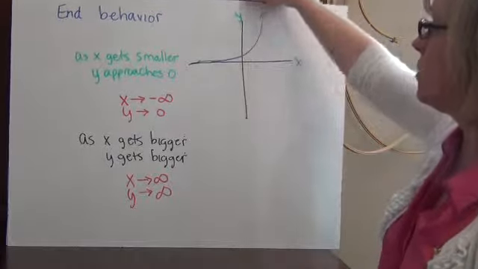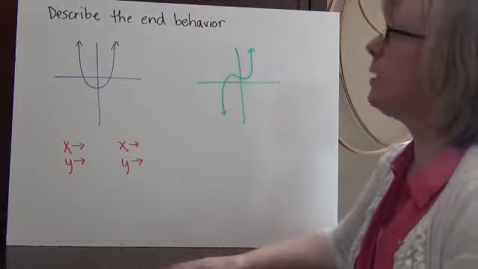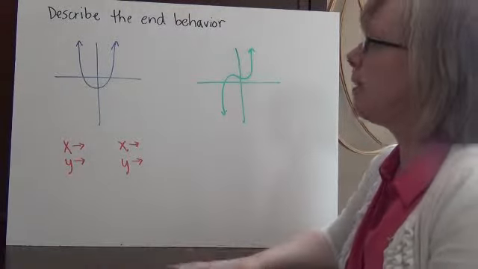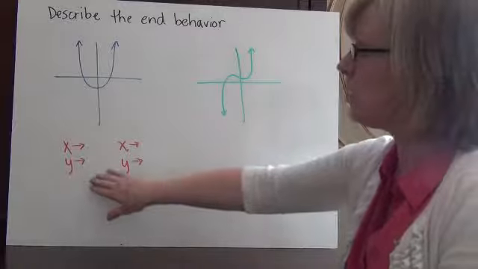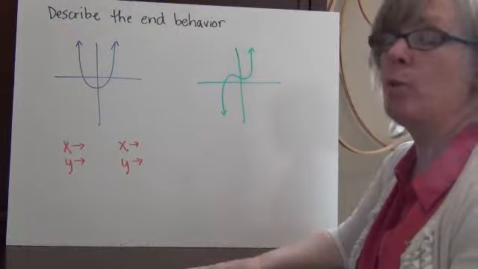Okay? So let's take a look at what that looks like. Take just a minute, pause this, and describe the end behavior on these two graphs. I've started this one here to remind you what the notation looks like. I want you to use that same notation in this one as well.